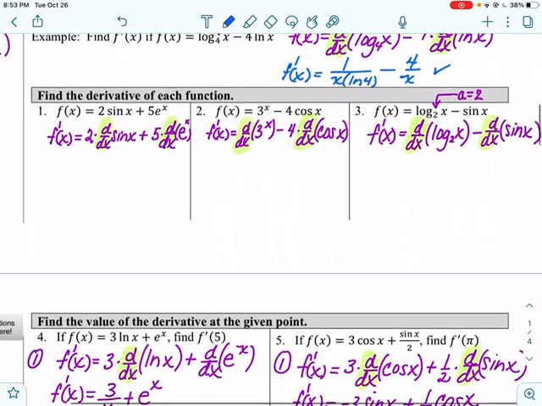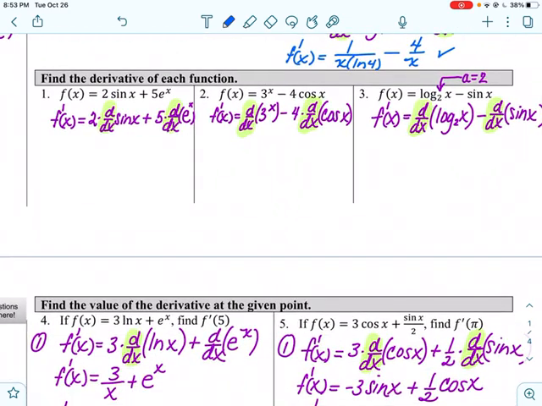Okay, find the derivative of each function here. So you can see that I've put the derivative operator in all of these and passed the constant out through. So I have f prime of x is equal to 2 times the derivative of sine x, which is cosine x, plus 5 times the derivative of e to the x, which is just 5 e to the x. And there you have it.